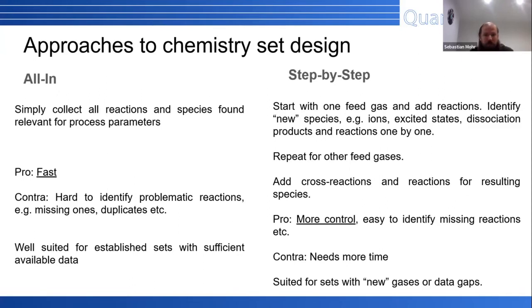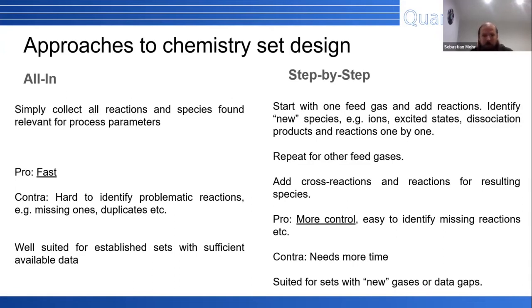Basically, what you do here is that you start just with the feed gas, or maybe just one of your feed gases in a mixture. Use, for example, Quantemol-C to calculate your cross sections, see which new species are created, and then go on to these species and find reactions for them.